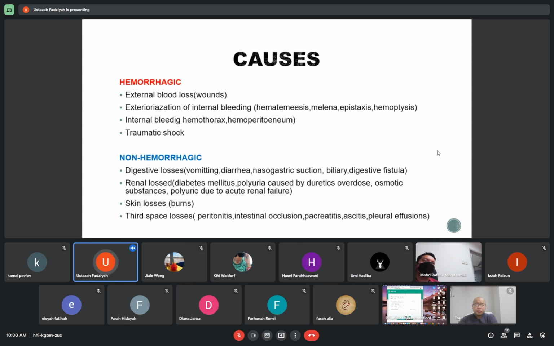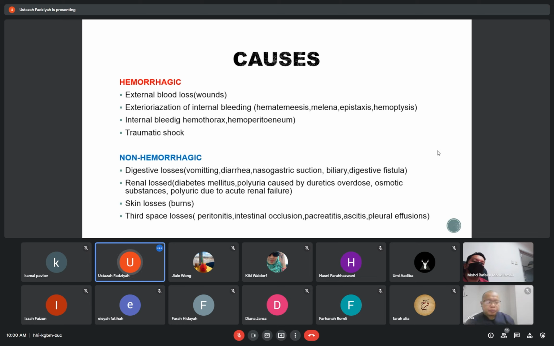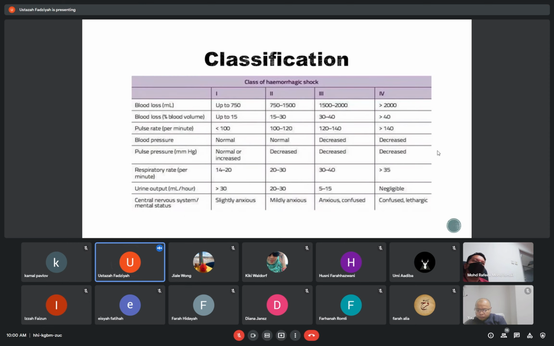For non-hemorrhagic, we can divide it into digestive loss, like patients with persistent vomiting, persistent diarrhea, nasogastric suction, digestive fistula. For renal loss, in a patient with diabetes mellitus, polyuria caused by diuretic overdose, osmotic substances, polyuria due to acute renal failure. Skin loss like burns, and then third space loss such as peritonitis, intestinal occlusion, pancreatitis, ascites, and pleural effusion.